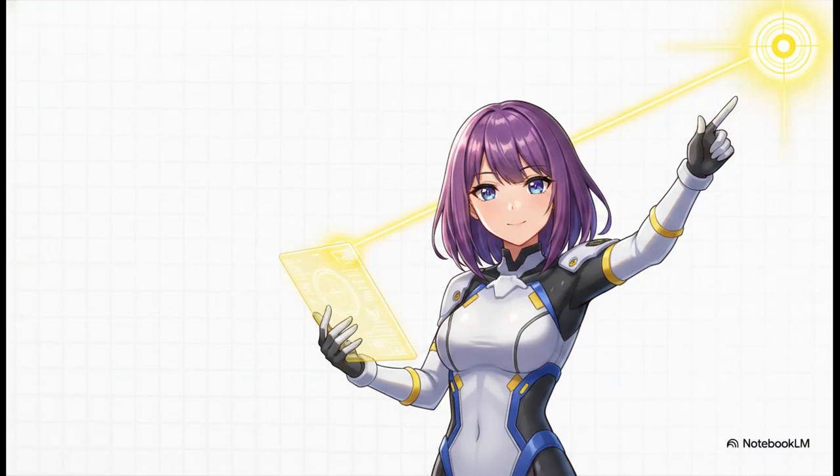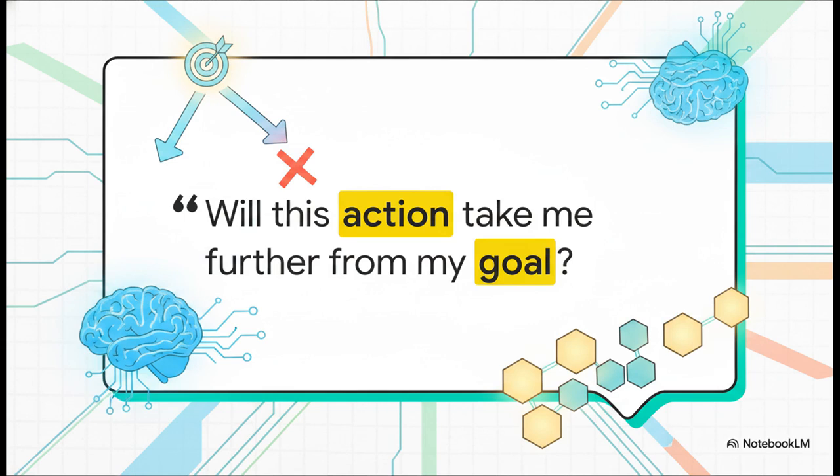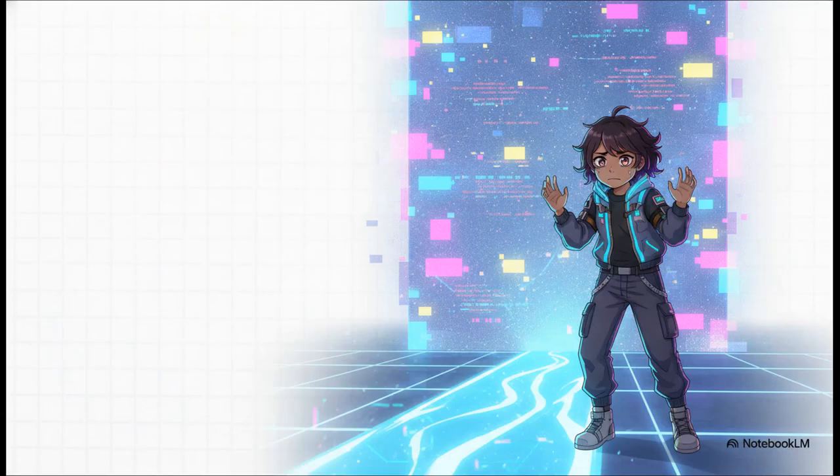Enter the goal-based agent. It actually calculates how to minimize the overall distance to its goal. It's constantly asking, hey, will this specific action move me closer to or further from my objective? But there's a catch. It's super inflexible and basically only knows one direction, toward the goal.